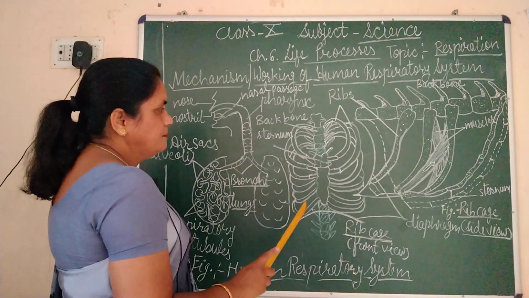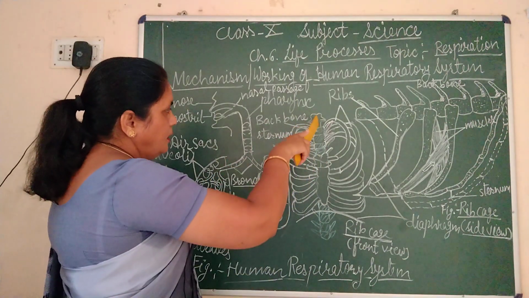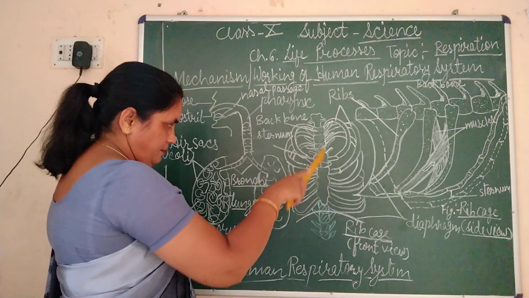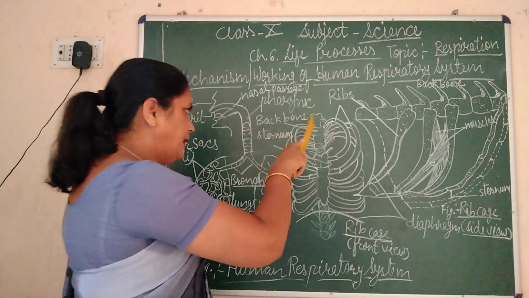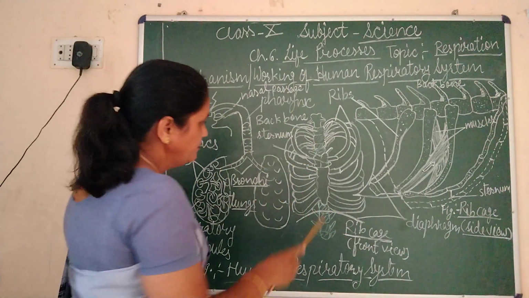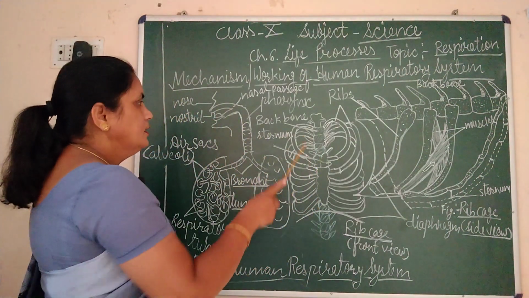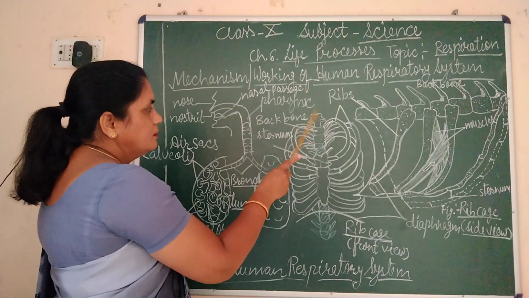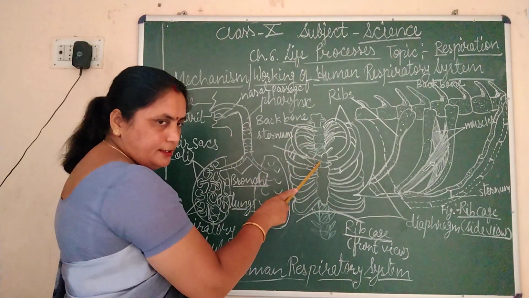Rib cage is composed of, first thing is backbone, sternum. What is backbone? Backbone you all know, vertebral column, backbone, and in our anterior part, in our chest area, there is another bone called sternum. Okay, now the ribs are connected at the back to the backbone and in front to the sternum.